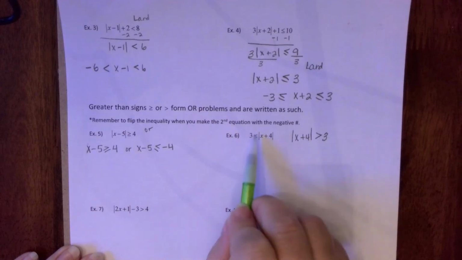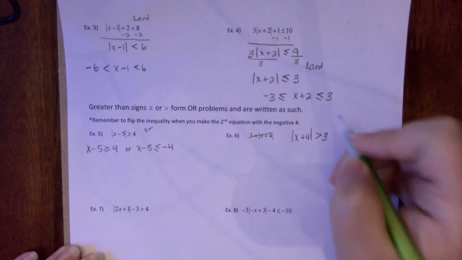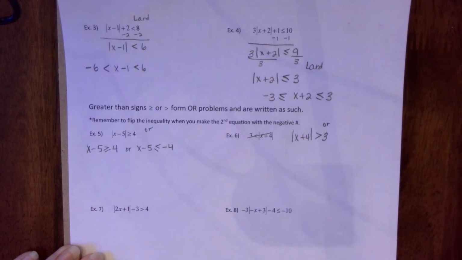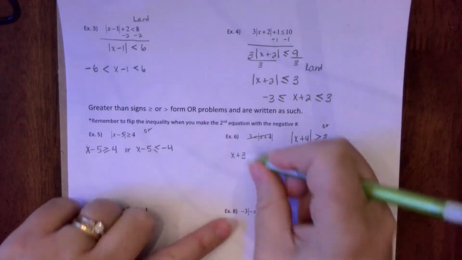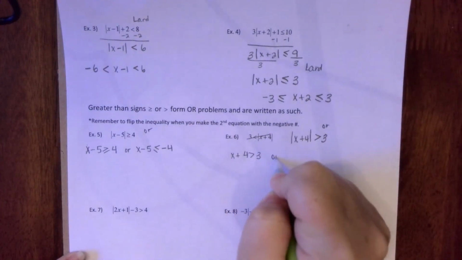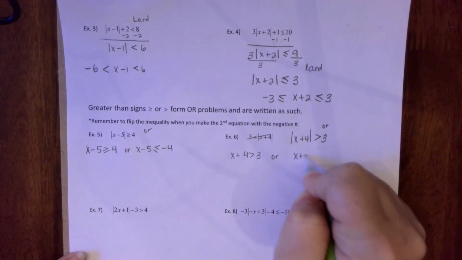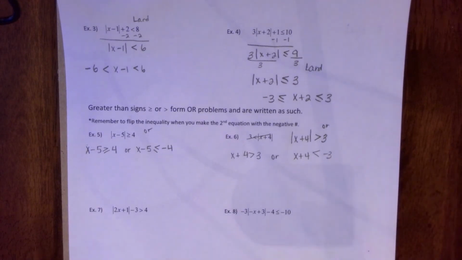The arrow is pointing to the 3. So we don't look at that one, we look at this one and we say, oh, it's greater than, so it's an or problem. So when we're writing these or problems, you're going to write x plus 4 is greater than 3, or the x plus 4, and then you're going to flip the inequality and change that sign. So x plus 4 is less than negative 3. Now notice there was no equal sign, so I didn't have an equal sign in either of these, and I have my or in between in my two equations.